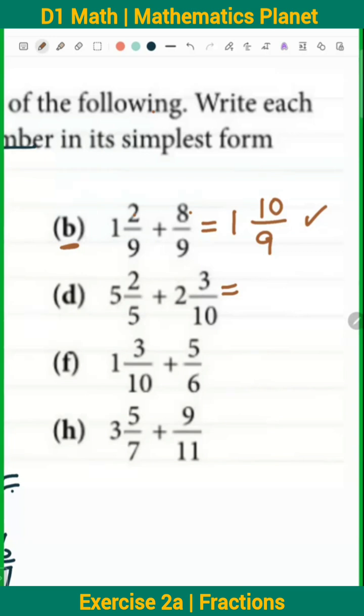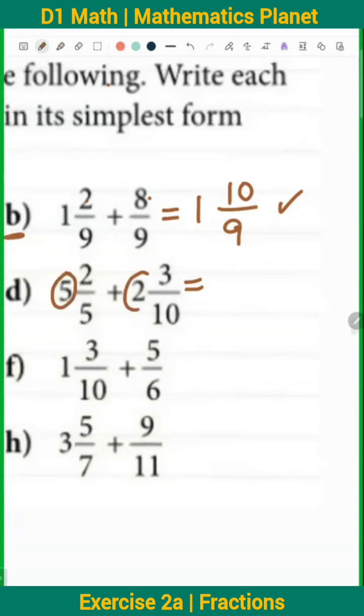First of all, add the whole numbers. 5 plus 2 is 7. Now, using the fractions, we have 10 over here. We need to make the denominator the same. So what will we get over here? 4 by 10. Now 4 plus 3 is 7 by 10. Got it? Yes, Miss, I got it.